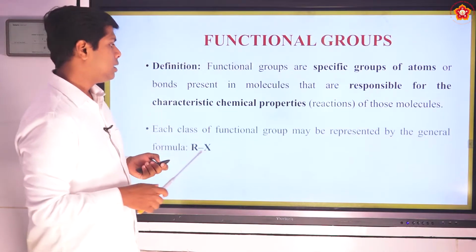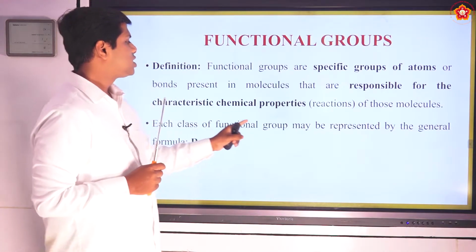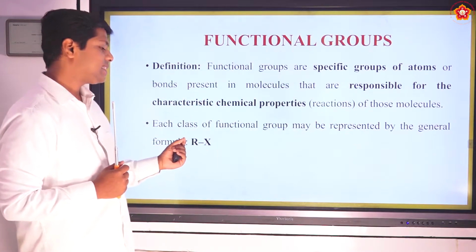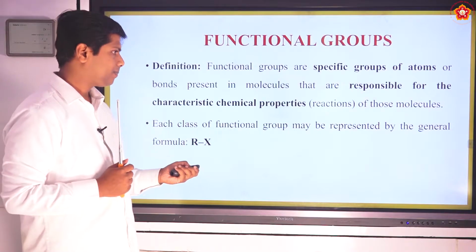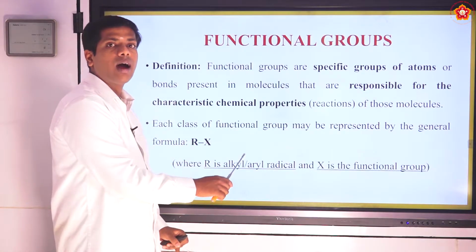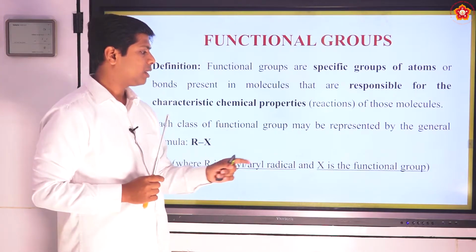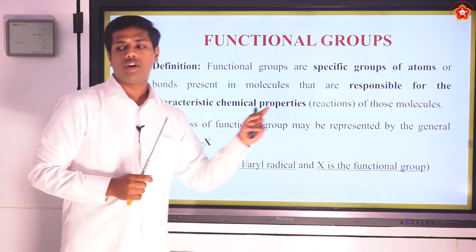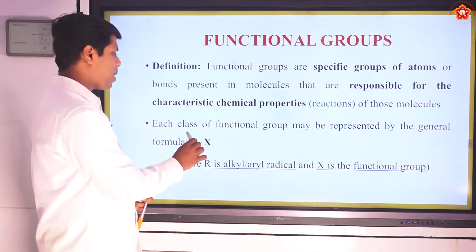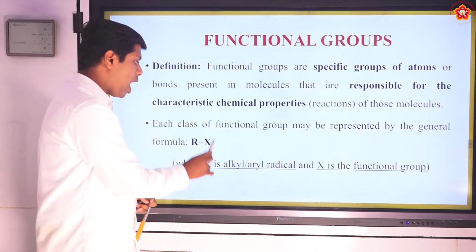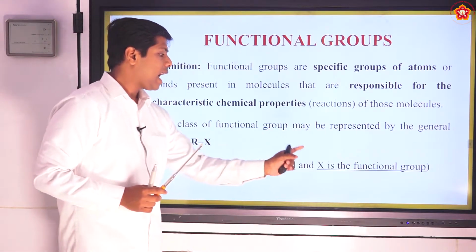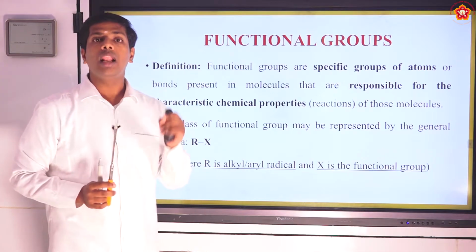Next, each class of functional group may be represented by the general formula. This is the general formula, that is RX, where R is alkyl or aryl radical and X is the functional group. This is very important. The functional group general formula is RX, where R is alkyl or aryl radical and X is the functional group.